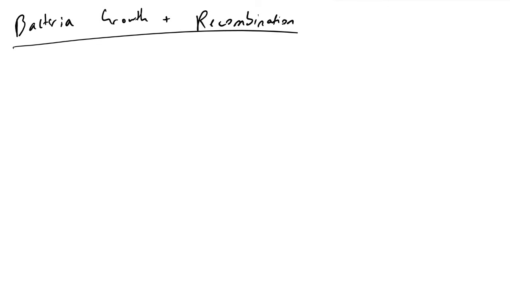And so what I'm going to do in this video is go over how bacteria are doing recombination, as well as why, and what their typical growth cycles look like. And so the goal of recombination is to get genetic diversity.